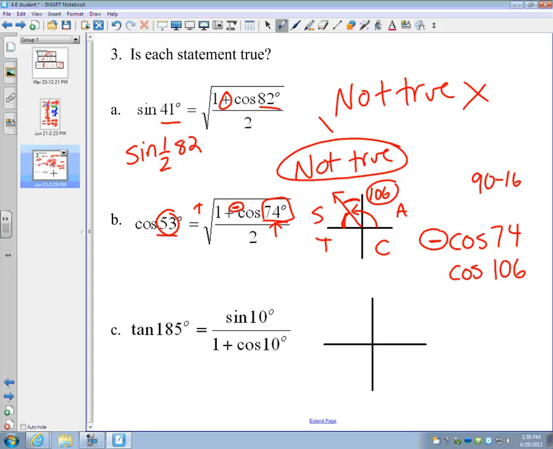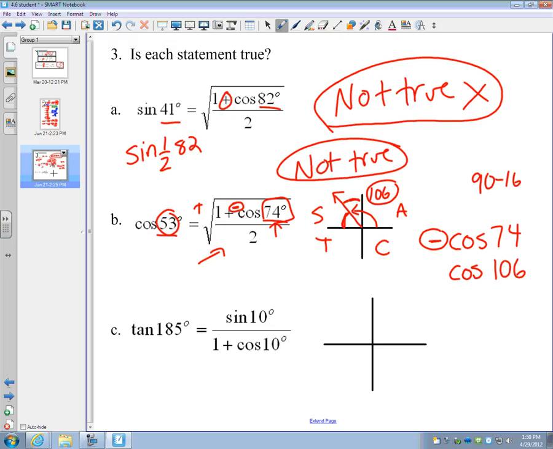So these might be questions that come up on a departmental where there's multiple choice. The other way you could easily check this is by putting it in your calculator. Does the decimal for the cos of 53 match the decimal that comes out here? Okay, next one. Is the tan of 185 equal to sine 10 over 1 plus cos of 10?